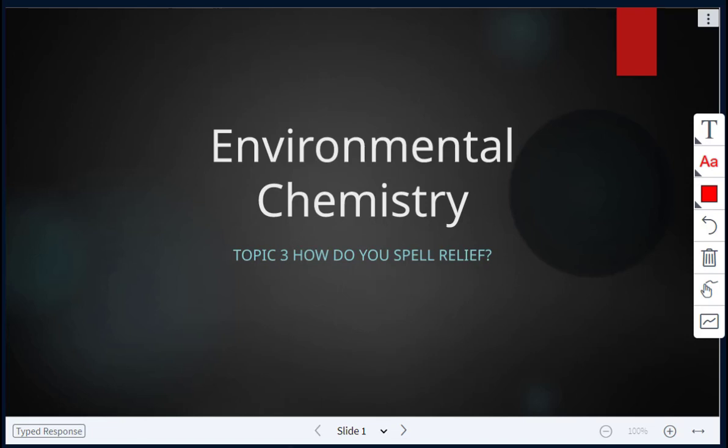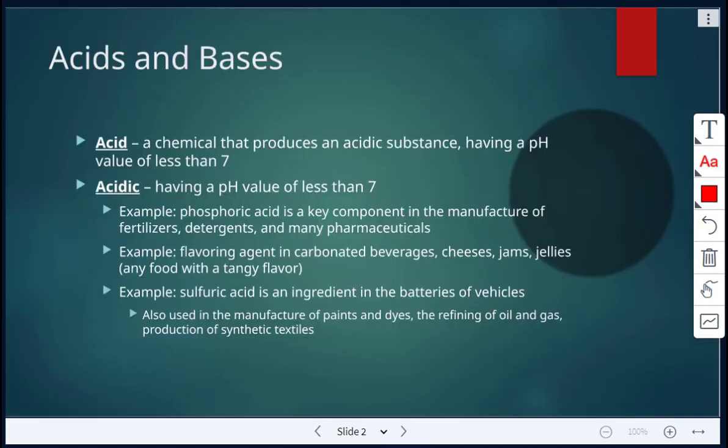Right, today's lesson on environmental chemistry is topic 3. We will be looking at acids and bases today. All right, so acids and bases.